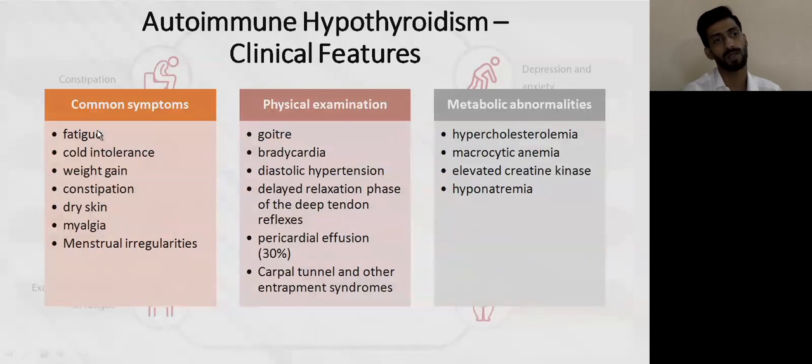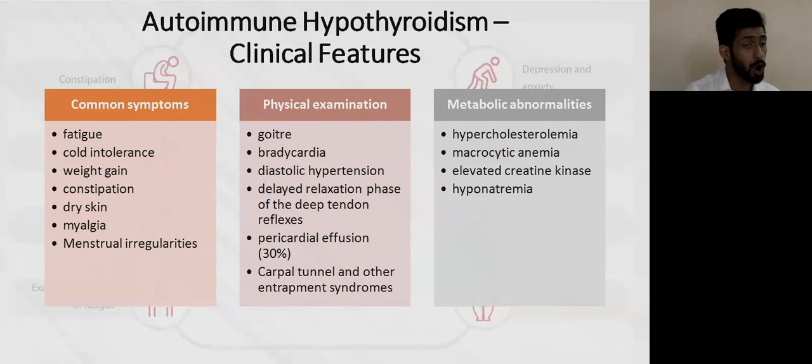It's new. So, quickly looking at clinical features, common things: fatigue, cold intolerance, weight gain, constipation, dry skin, menstrual irregularities. On examination, the key thing that we're looking for is a goiter, because usually Hashimoto's will have a small, diffuse goiter. They'll have bradycardia, they'll have diastolic hypertension, they can have Woltman sign. Up to 30% of overt hypothyroid patients can have pericardial effusion, not clinical, but on echocardiography.